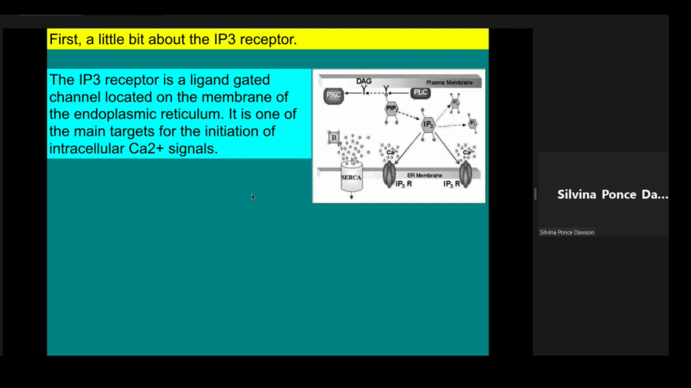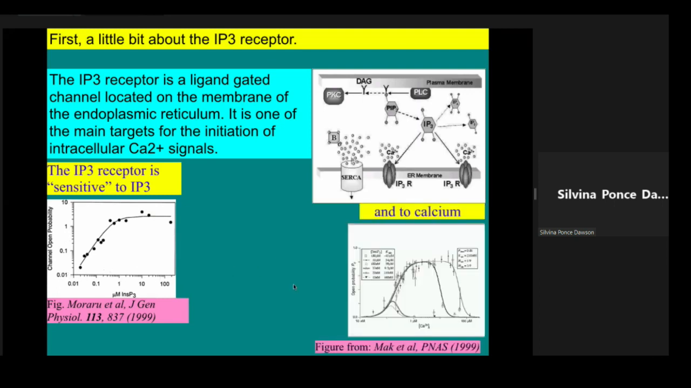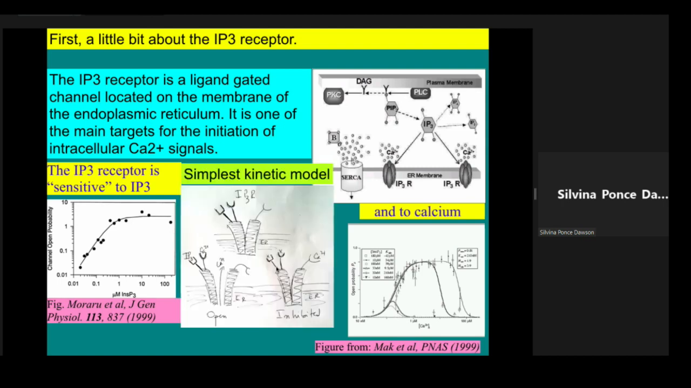This is a ligand-gated channel that is located on the membrane of the endoplasmic reticulum, and it is one of the main targets for the initiation of intracellular calcium signals. It is sensitive to IP3, so the open probability increases with IP3, and it also depends on the calcium concentration, but in a biphasic way: the probability increases for low or intermediate calcium concentrations, and then the open probability decreases for larger ones. So this is a very schematic model with two sites for calcium, one that activates the channel, induces its opening, and another one that inhibits it, and then a site for IP3.